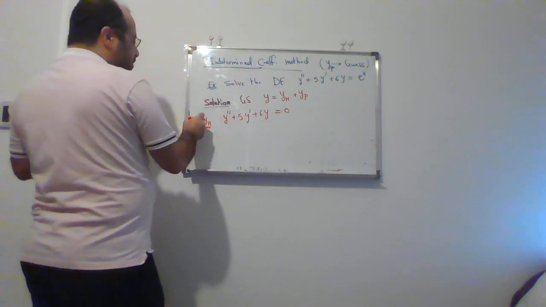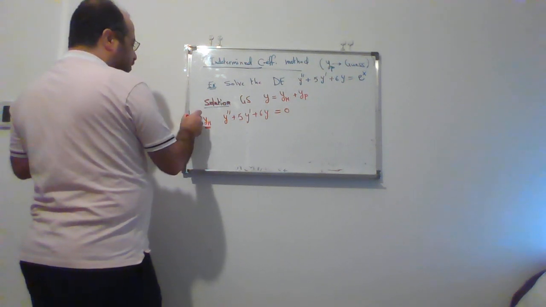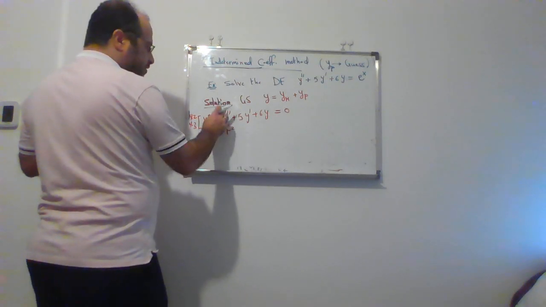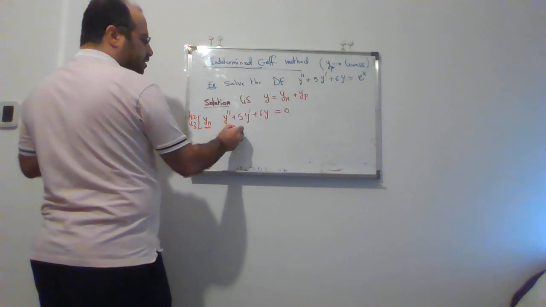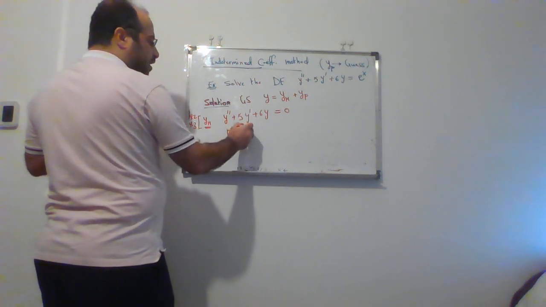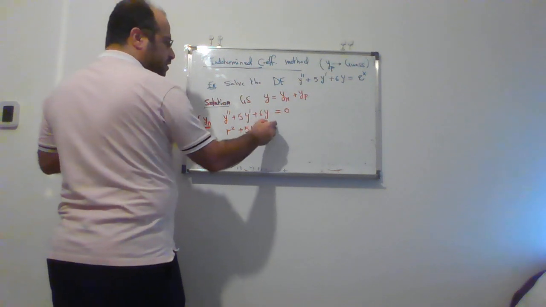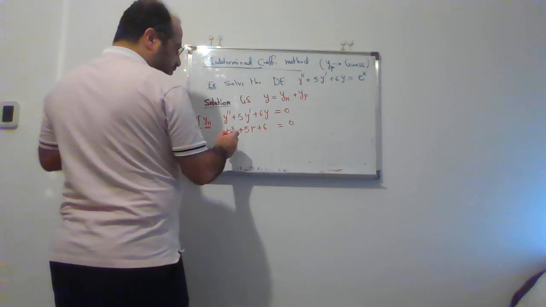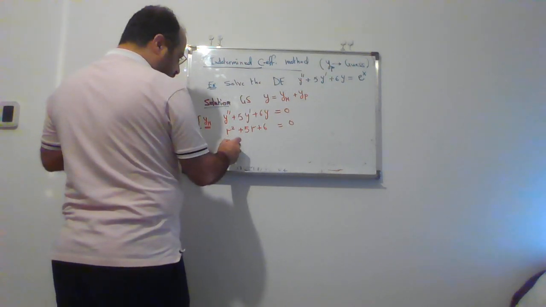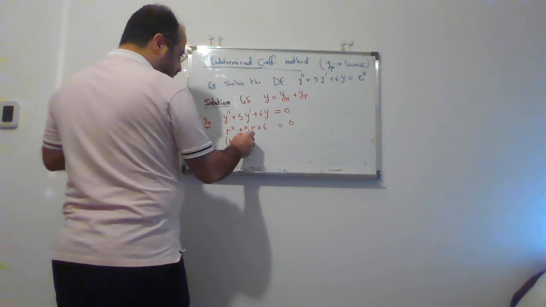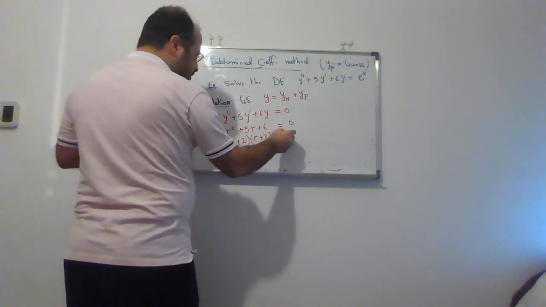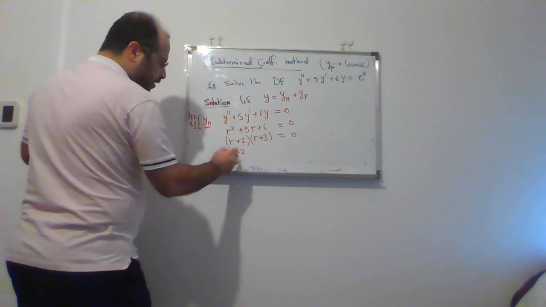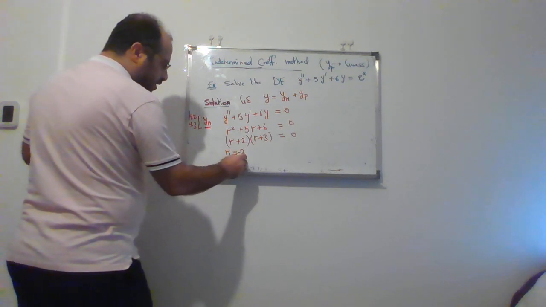Now you go back to section 4.2 or 4.3. You replace y double prime by r squared, plus 5r, plus 6 times 1, and you get 0. When you solve this, you have r plus 2 times r plus 3 equals 0. Then you get r1 is minus 2 and r2 is minus 3.